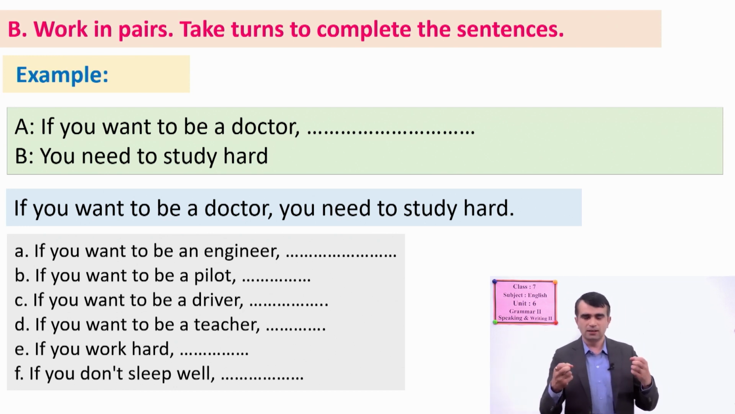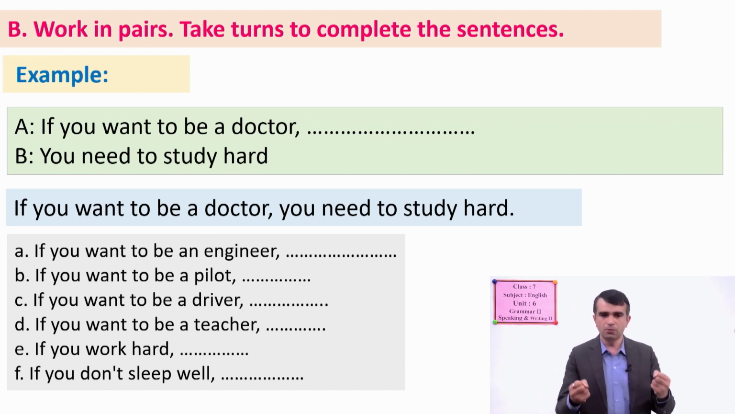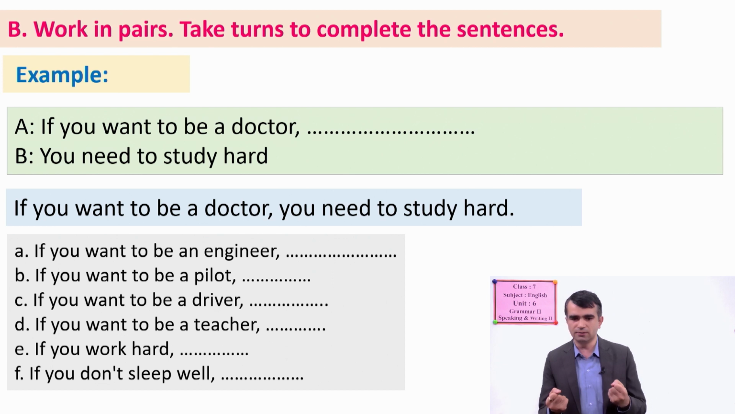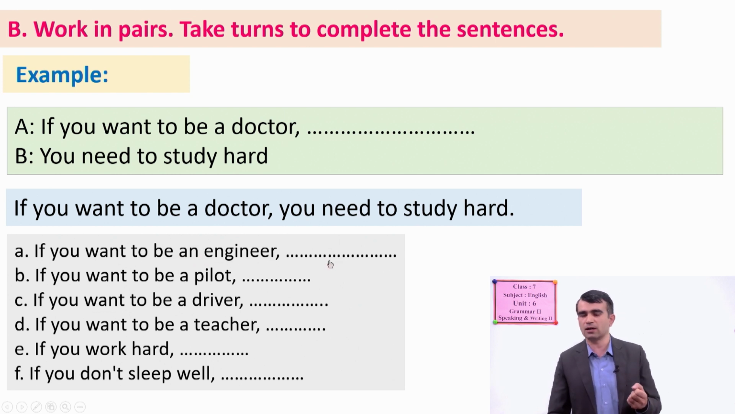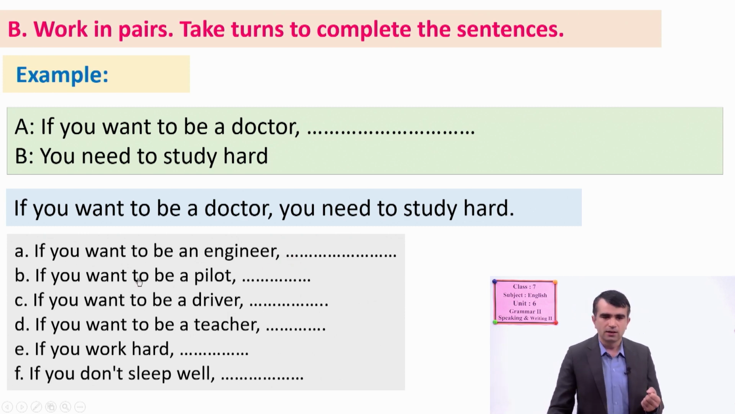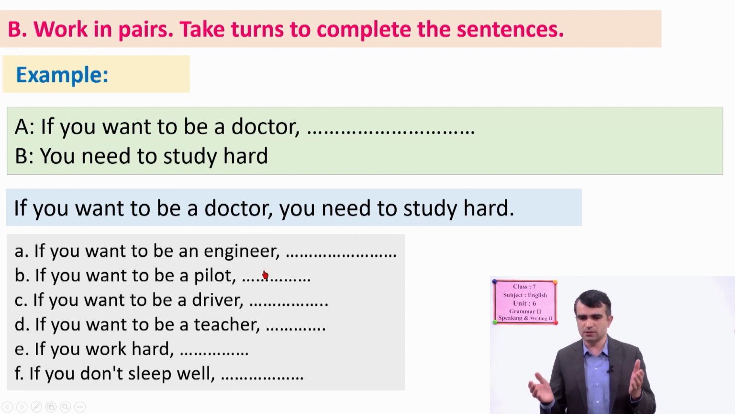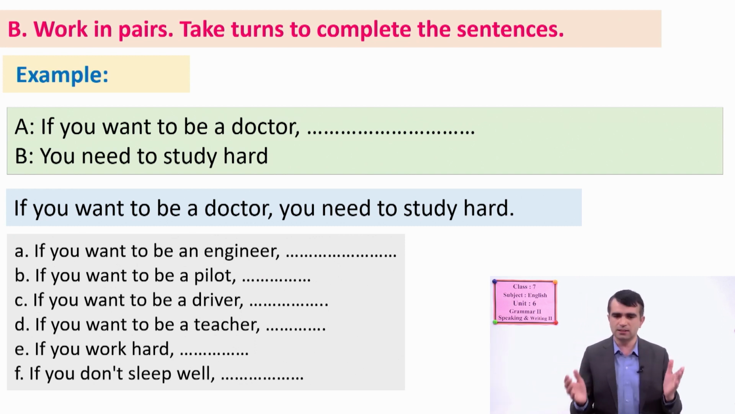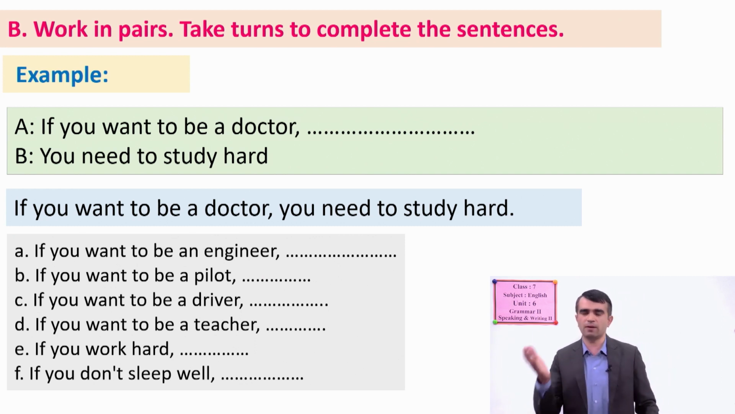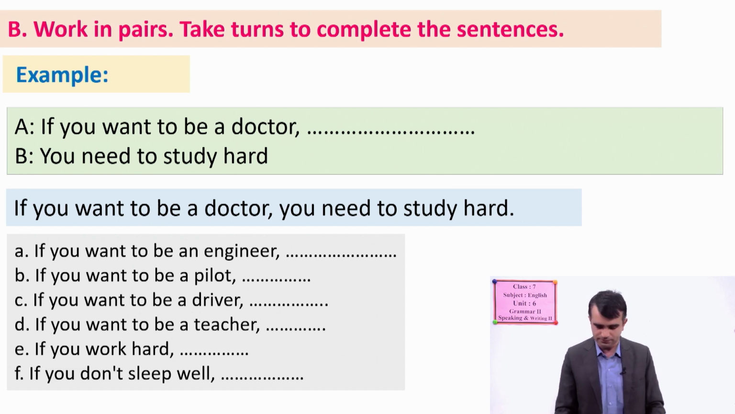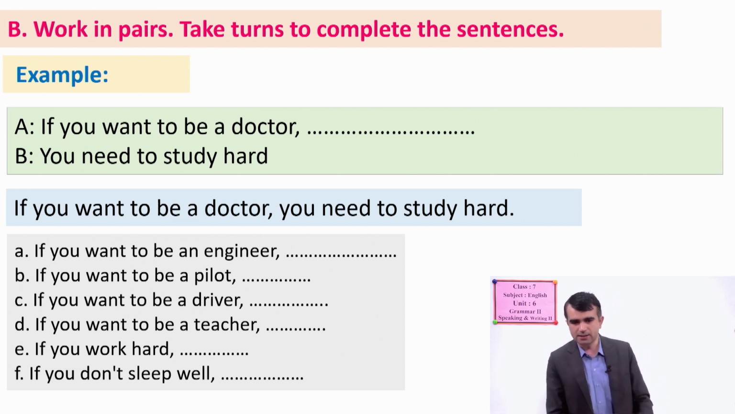Just write this thing. If you want to be a doctor, you need to study hard. In the same way, you can complete. But here, if you want to be an engineer, you need to study hard. If you want to be a pilot, you need to study hard. Everywhere it becomes similar. So, write different sentences there. Different ways of completing it. Okay, let's see.